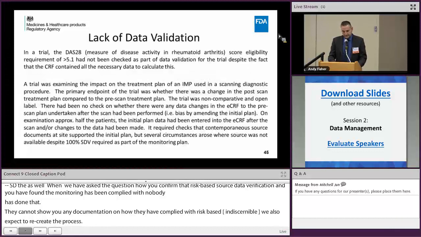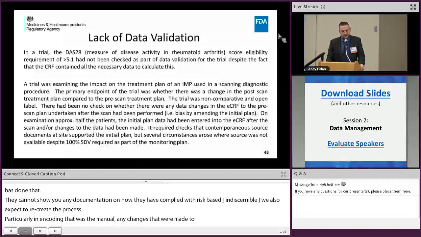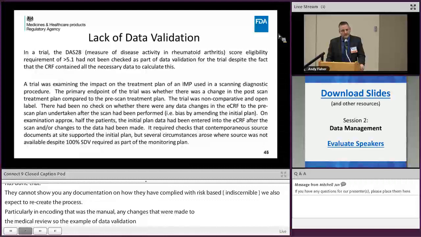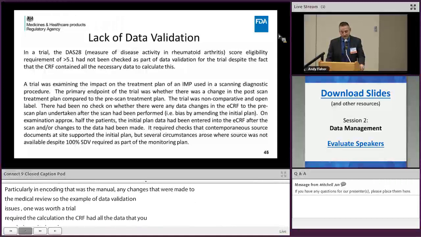So, examples of data validation issues. One was where a trial required the calculation of a DAS28 score in rheumatoid arthritis. So the CRF had all of the data that you needed to calculate the score, but the data validation didn't calculate it to check that the patient was eligible. So the information that the sponsor had wasn't actually used, and it was quite a key check to check your patients met the criteria.